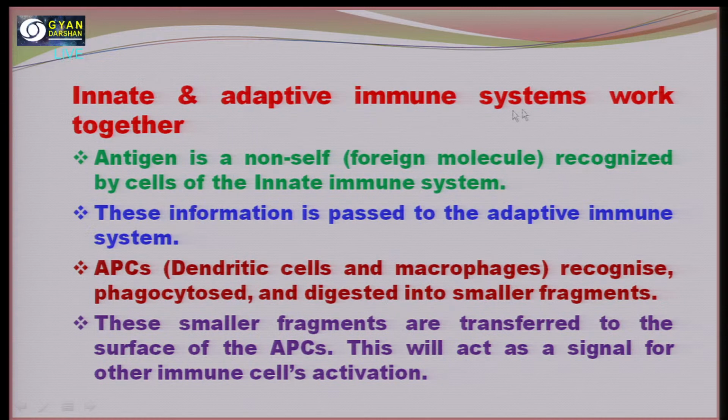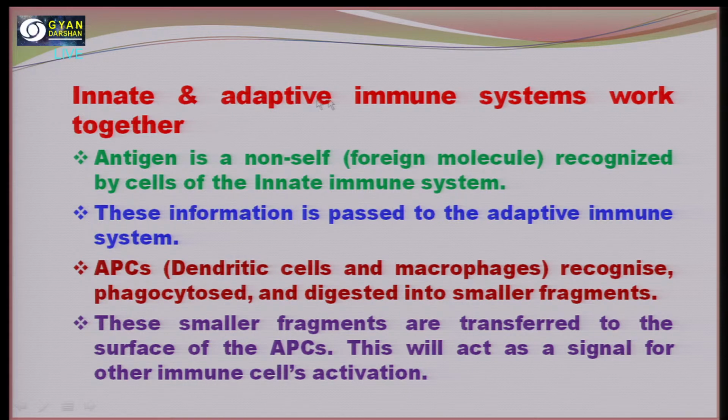The innate and adaptive immune systems work together. The antigen is a non-self or foreign molecule recognized by the cells of the innate immune system. This information is passed to the adaptive immune system. The antigen presenting cells recognize the antigen, phagocytize and digest it into smaller fragments, and these smaller fragments are transferred to the surface of the APC. This will act as a signal for the activation of other immune cells.